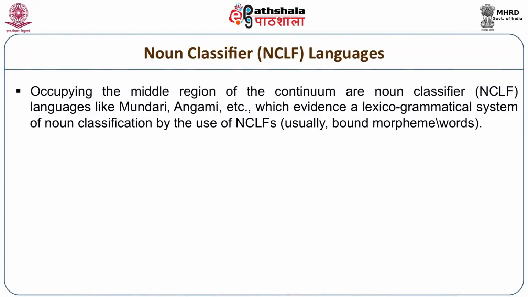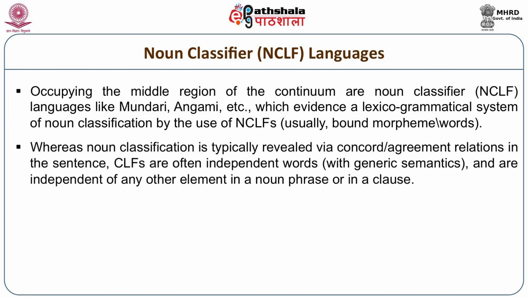Another form of noun classification is a little more flexible, which is called a noun classifier language. Examples of these languages include Mundari, Angami, etc., which show a lexico-grammatical system of noun classification by use of bound morphemes/words used along with the noun. Whereas noun classification in terms of noun class is revealed through agreement in gender relations, classifiers of the noun classifier variety are usually independent words, and in the language can occur as an independent lexeme and have a generic semantics. And these are essentially independent of any other element in the noun phrase or in a clause.